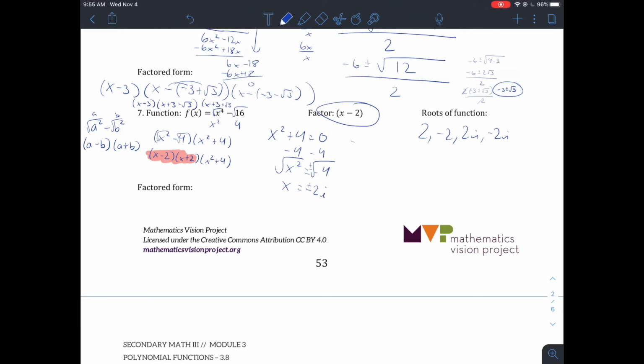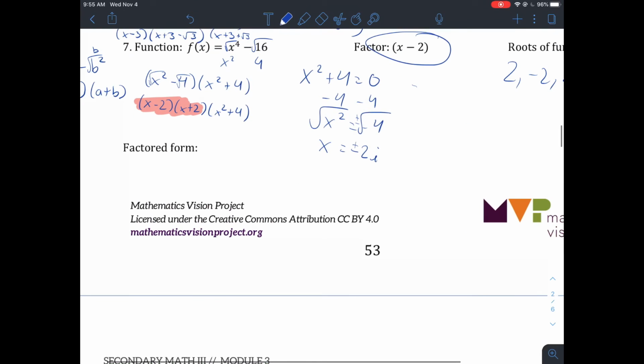All right, so the factored form of this guy is going to be x minus 2, x plus 2, x minus 2i, and x plus 2i.